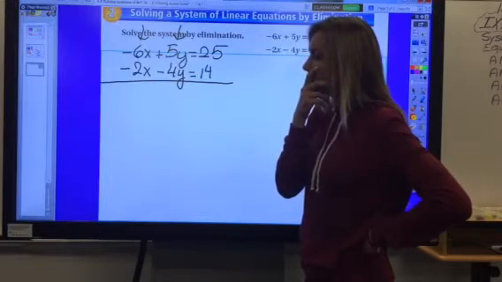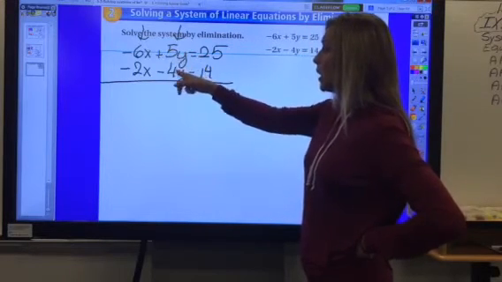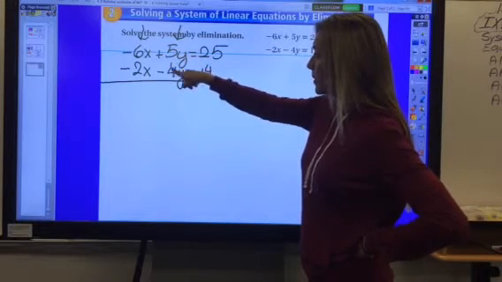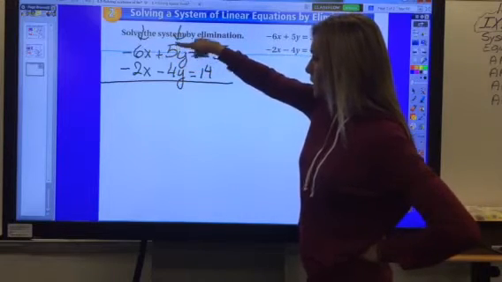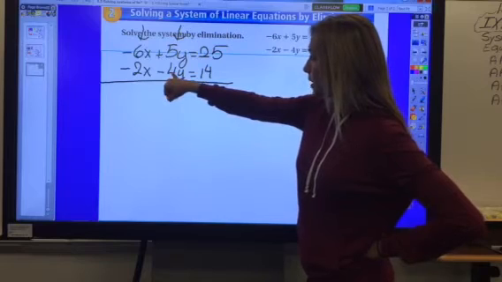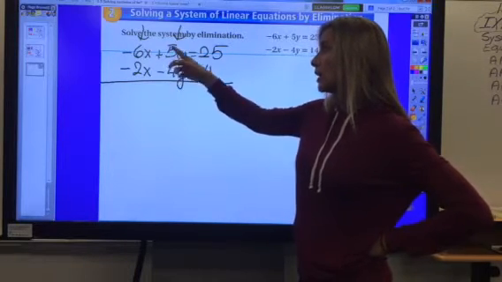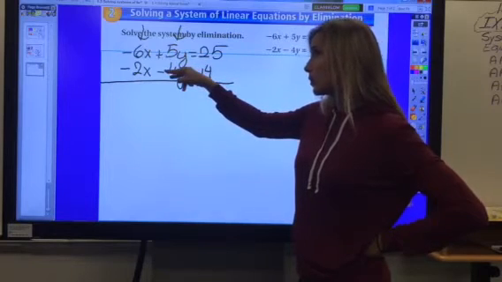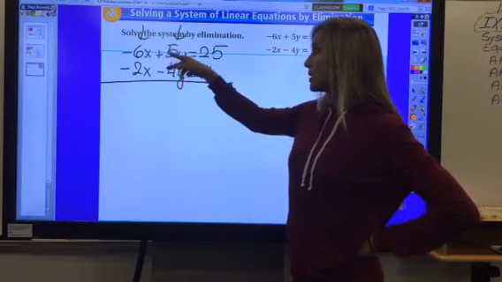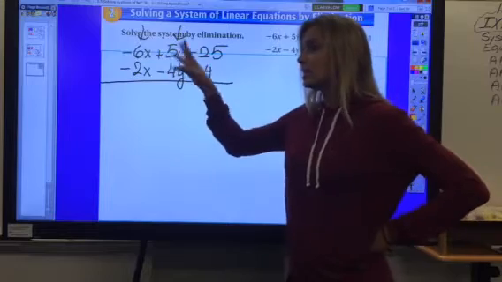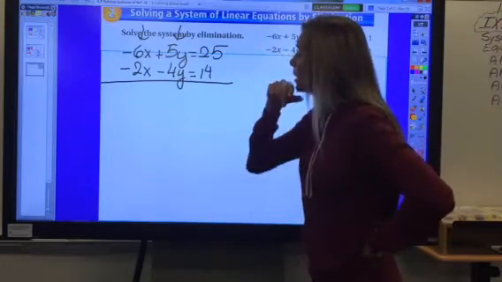What is going to be the easiest one? I can potentially multiply the 5 by 4. It will give me 20y. I can multiply the 4 by 5. It's going to give me negative 20y. And 20y minus 20y, it will cancel out. But that means I have to multiply both of these. Let's see if the x is easier.